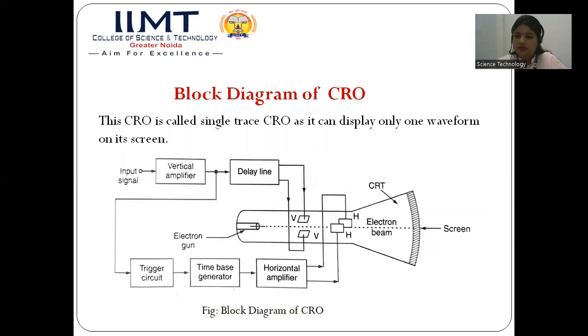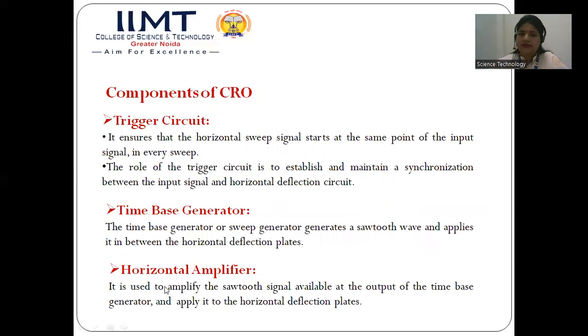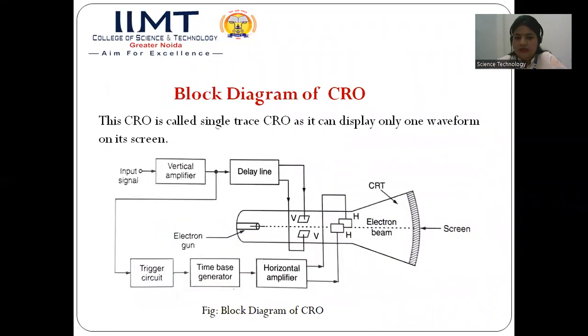So that was about the delay line, so that we can get the signal at the vertical and horizontal plates at the same instant of time. Next, we have the trigger circuit. We have already discussed it. The function of the trigger circuit is to ensure that the horizontal sweep signal starts at the same point of the input signal in every sweep. The role of the trigger circuit is to establish and maintain coordination or synchronization between the input signal and the horizontal deflection circuit.